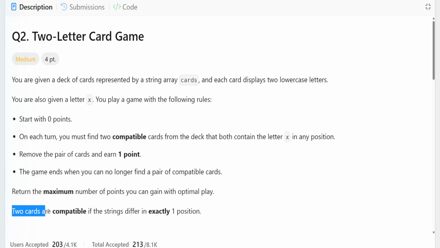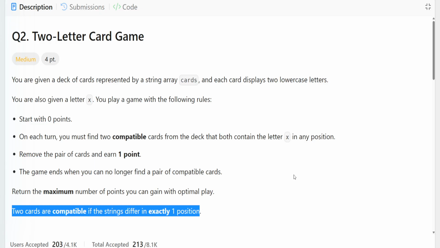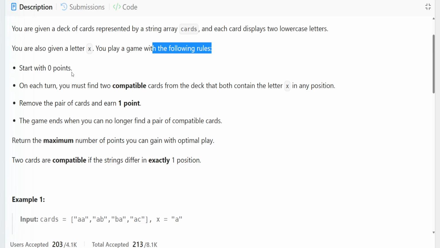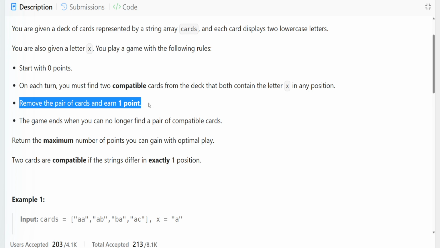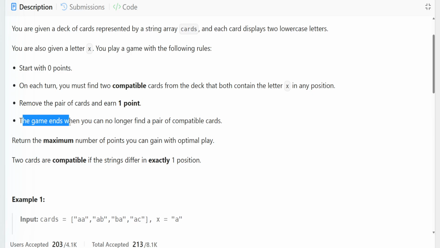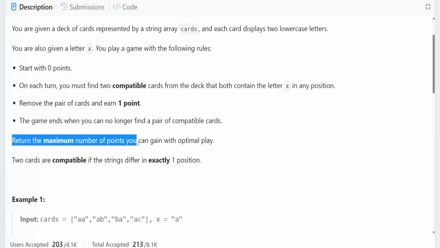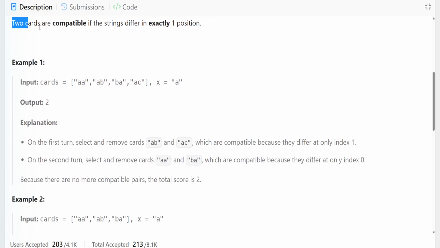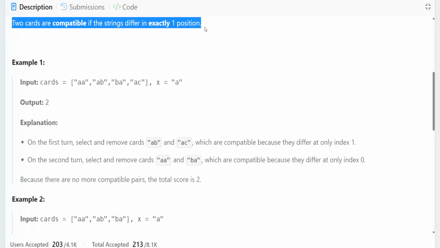Two cards are compatible if the strings differ in exactly one position. So when you play the game, at the very first position your points are 0. In each turn, you have to find two compatible cards, and both contain letter X in any position. You remove the pair of cards, earning 1 point, and the game ends when you can no longer find a pair of compatible cards. You have to return the maximum number of points you can gain by optimal play. And what are compatible cards? If the strings differ in exactly one position.